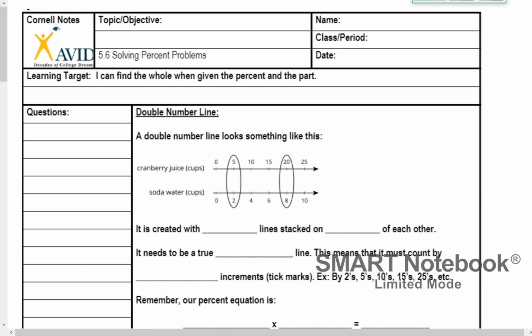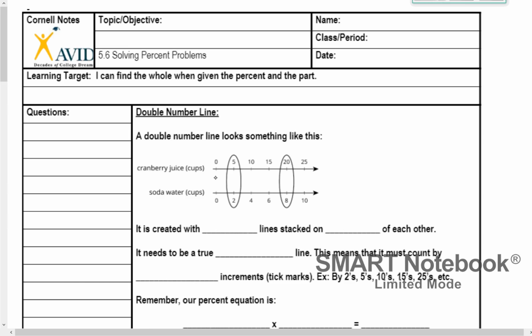I mentioned this in a previous lesson. However, if we forget what a double number line is, it looks something like this. Okay, where there's just two number lines stacked on top of each other. And they're going to express equivalent ratios or rates or something. So 5 to 2 is equal to 20 to 8.